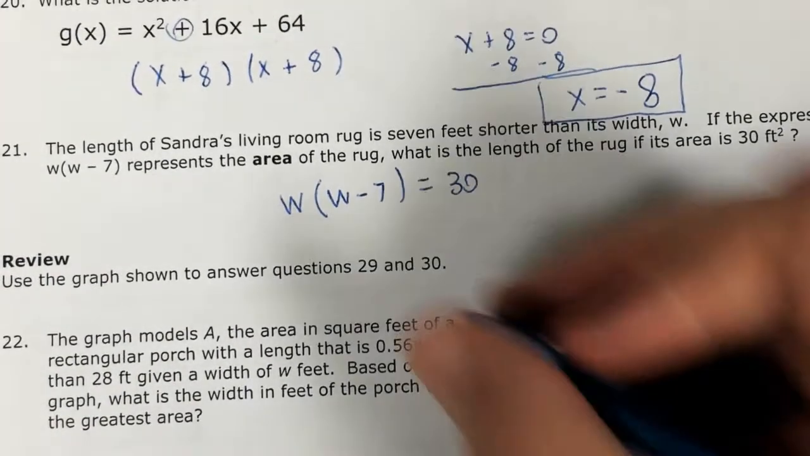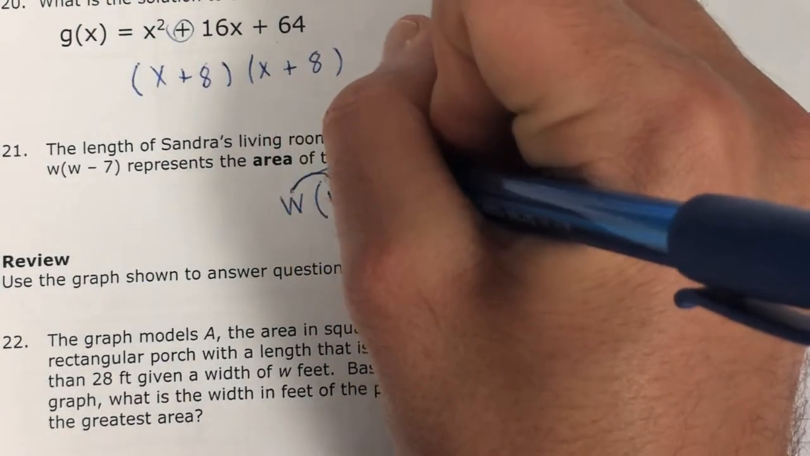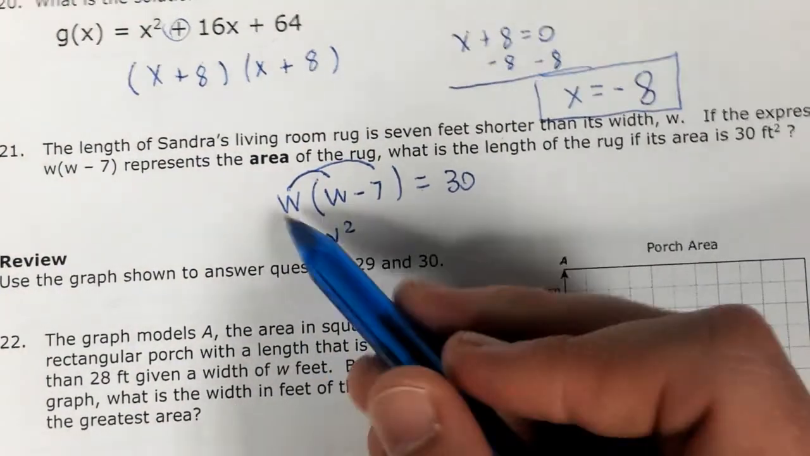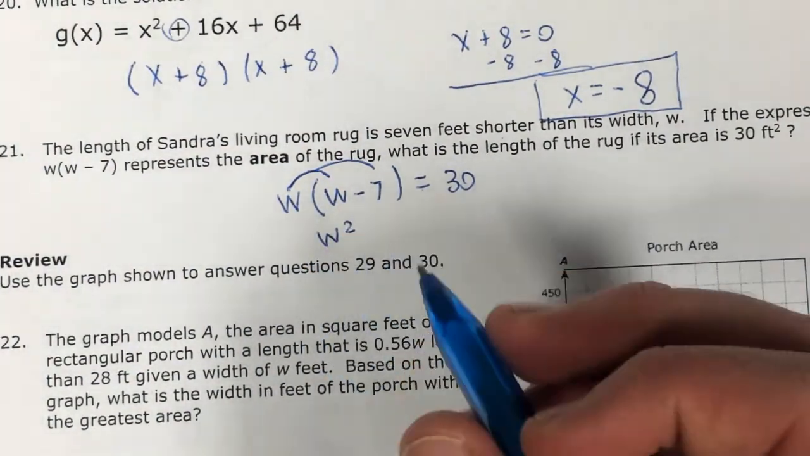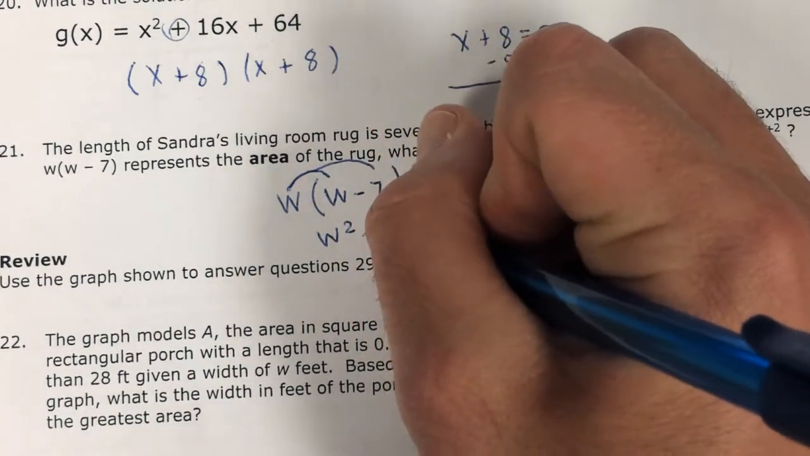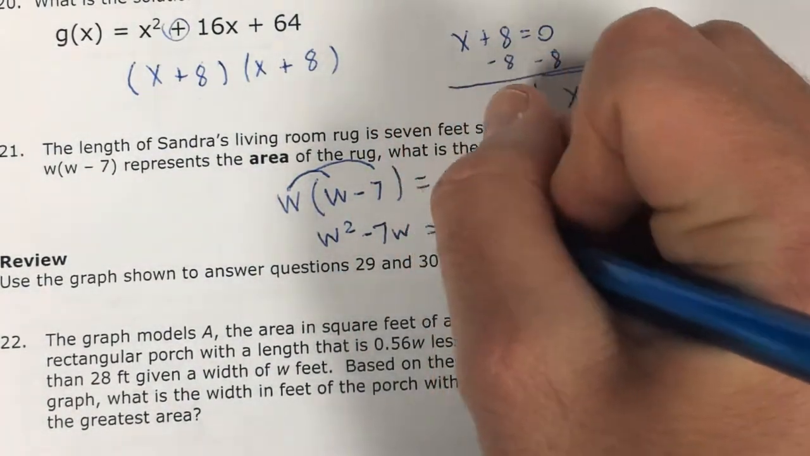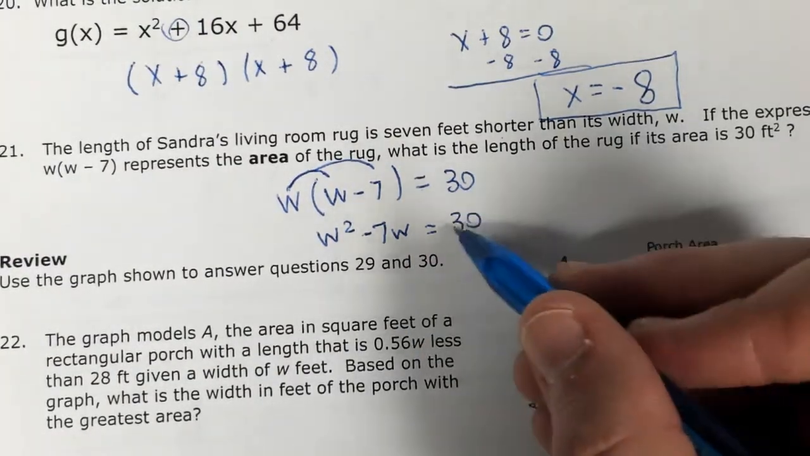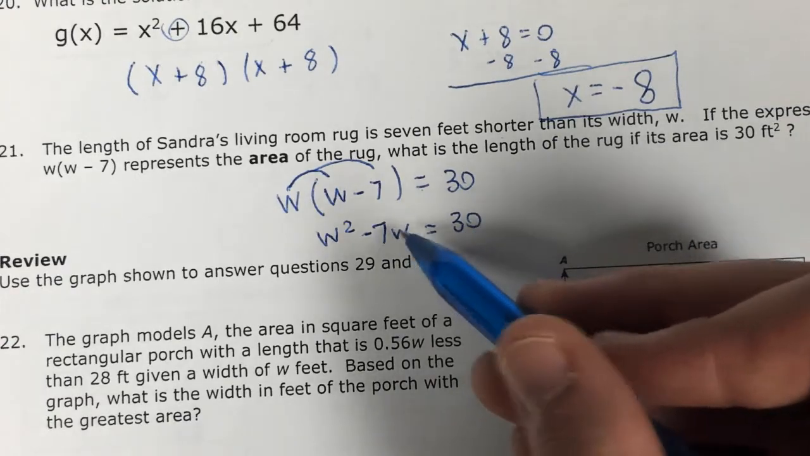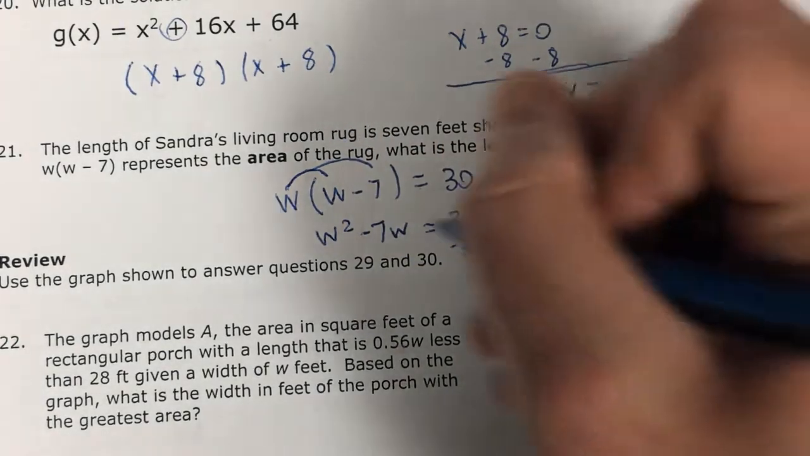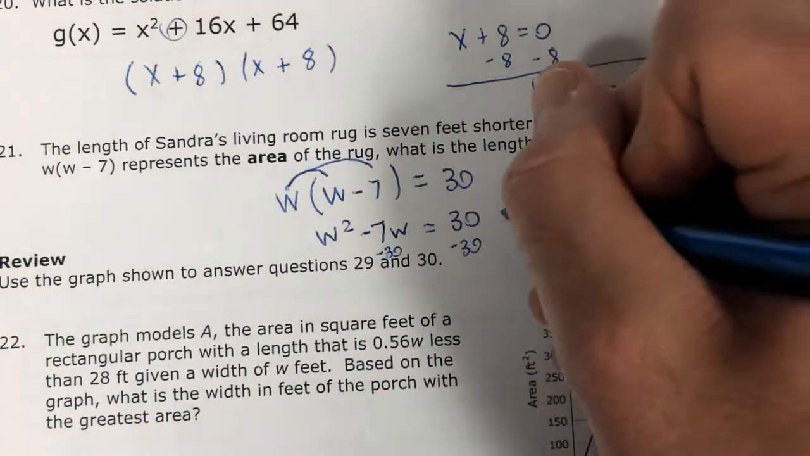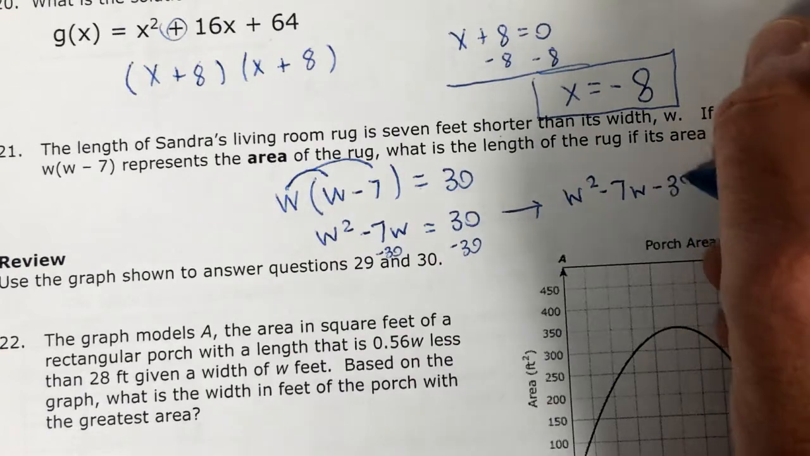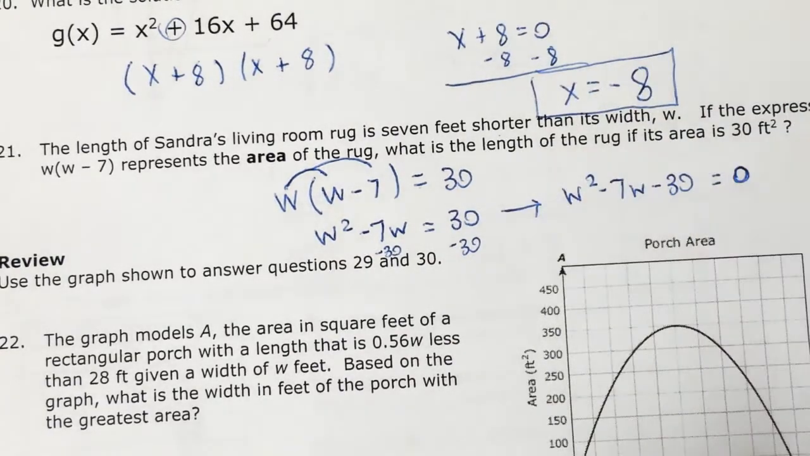Now to solve this, first I have to distribute. W times W is W squared and W times negative 7 is negative 7W, is equal to 30. Now this still is in standard form. I have to get it equal to 0. So let's move this positive 30 by subtracting 30 and subtracting 30. So I get W squared minus 7W minus 30 is equal to 0.